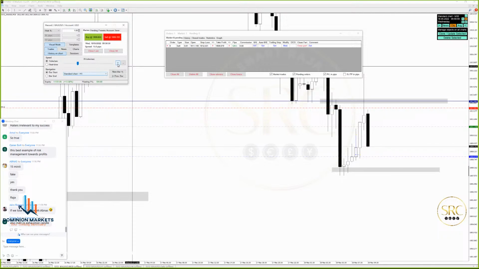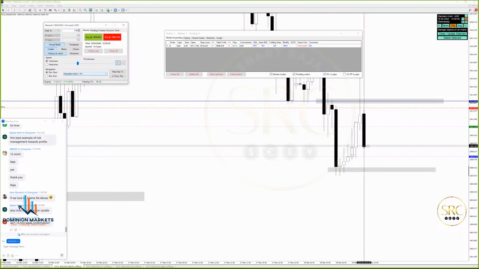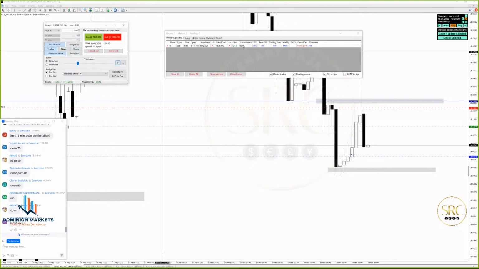Oh wow, look at that, 12, 15 pips. Oh, the candle closed with no wick here at the bottom once again. What do we do when a candle closes with no wick and you're in a trade? Close 75, 90, whatever, right?